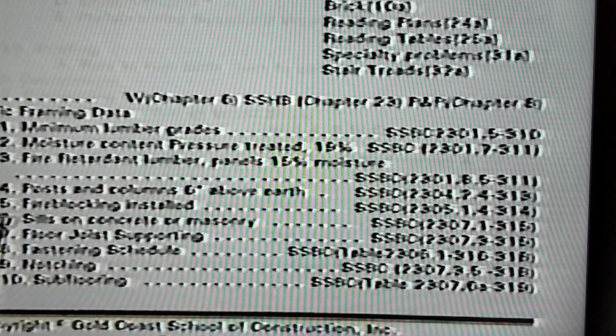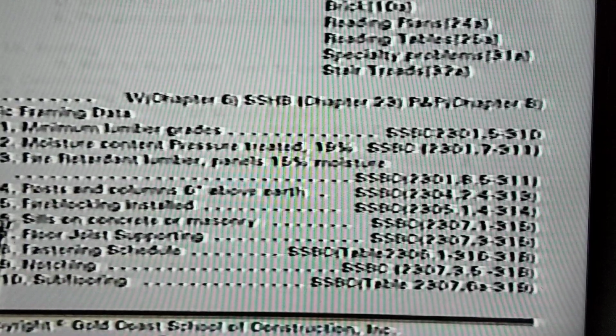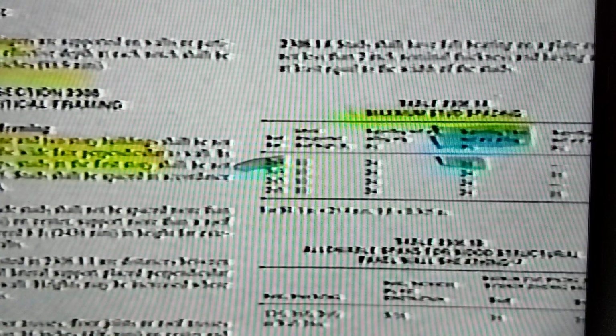You also have limitations as to what type of studs to use in a given situation. For example, on 2301.5, you have minimum lumber grades for different circumstances. Another issue relating to framing has to do with the fastening schedule for different types of components. Here we have on table 2306.1 the type of nail to be used given a particular application. On section 2308 vertical framing, here's where we have a limitation as to the type of studs that can be used. If we were dealing in 1- and 2-story buildings, we have to have at least 2x4s and so forth.